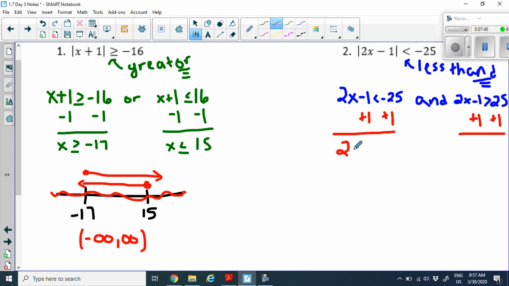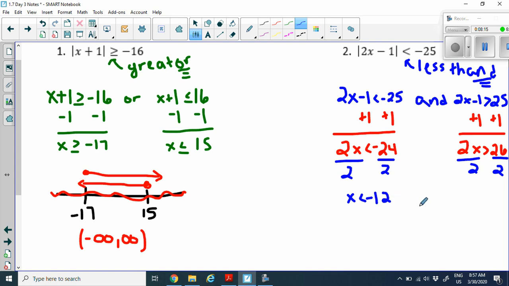So we get 2x, and then we get less than, I think that's a -24. And then on the other one, we get 2x is greater than 26. Okay, now I divide both of them by 2. And so I get x is less than -12, and x is greater than 13. I'm going to put the and.